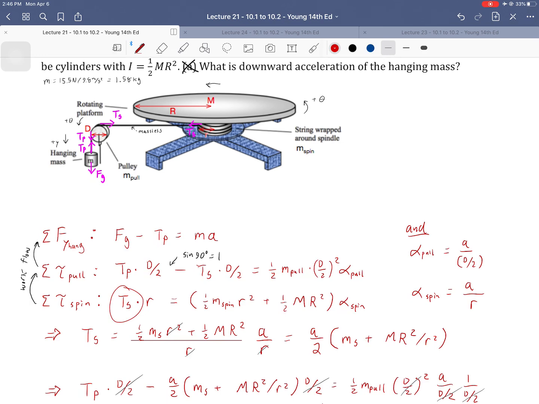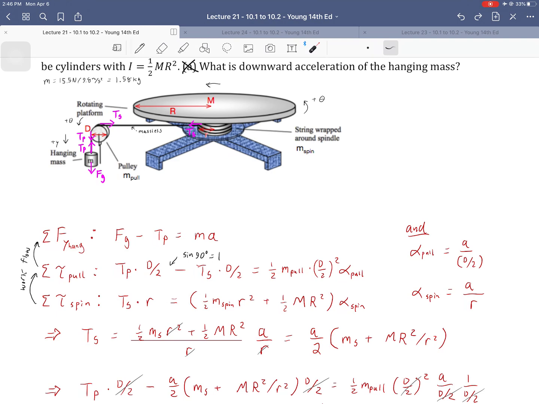Then I've got the sum of torques on the spindle. Okay, so let's think about that. Well, the sum of torques on the spindle is simply going to be a single torque, because there's only one force acting on the spindle, which is the tension that is shared by the spindle and, let me use this highlighter here, by the spindle and the pulley, right? Because the string is massless, that tension can be shared, because the tension remains unchanged as long as there's no mass in between.